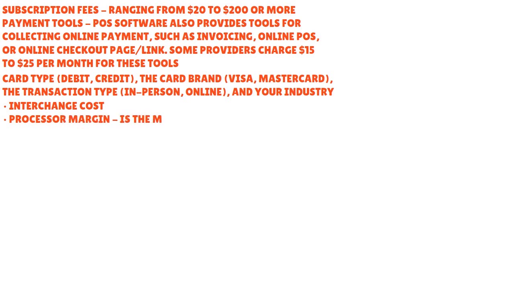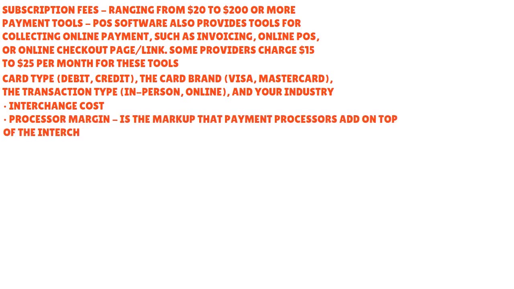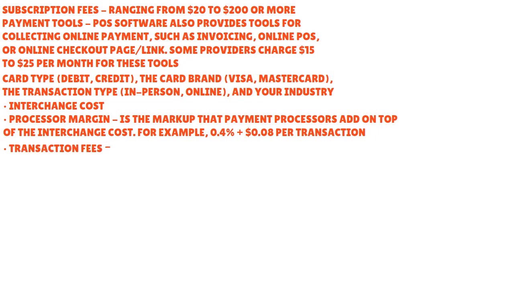You also have processor margin. So this is a markup that payment processors add on top of the interchange cost. For example, 0.4% plus 8 cents per transaction. And then you also have transaction fees. So when you think about transaction fees, I'm speaking about the interchange cost plus the processor margin.